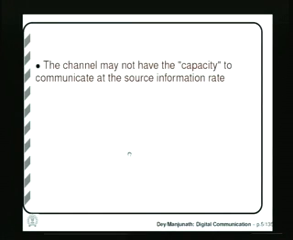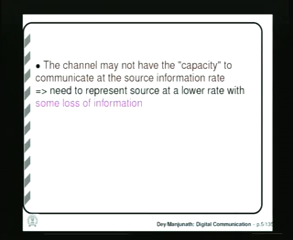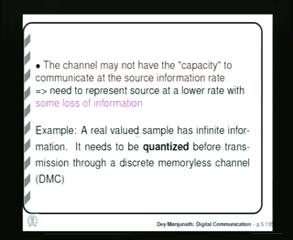Another reason why we may need to do source coding is that the channel through which we are going to transmit the data may not have the capacity to communicate at the same rate at which the source is generating the information. So, in such a situation, we may need to compress the source with some loss of information. So, we have already seen 2 types of source coding. One is one in which there was no loss of information, and here is another where there is some loss of information.